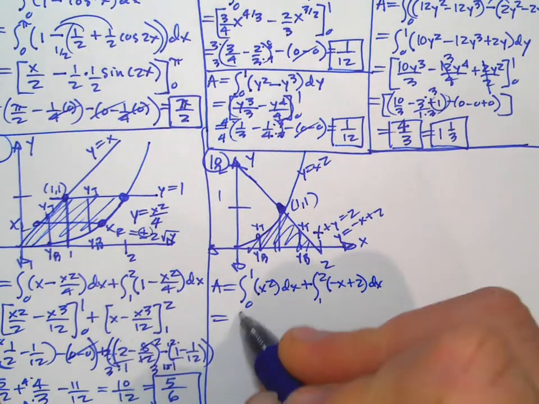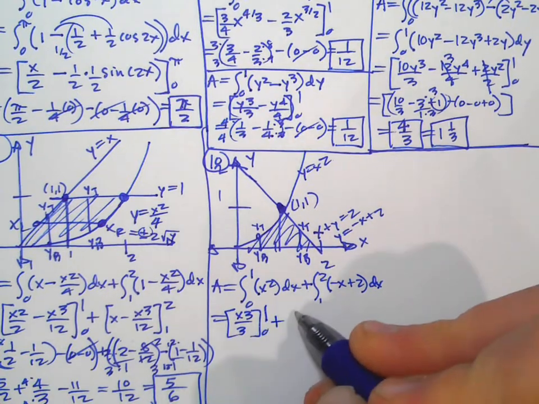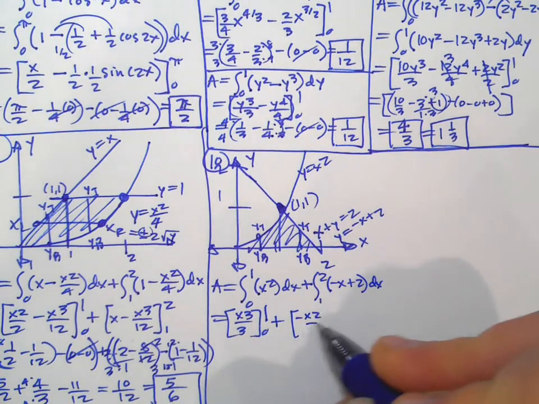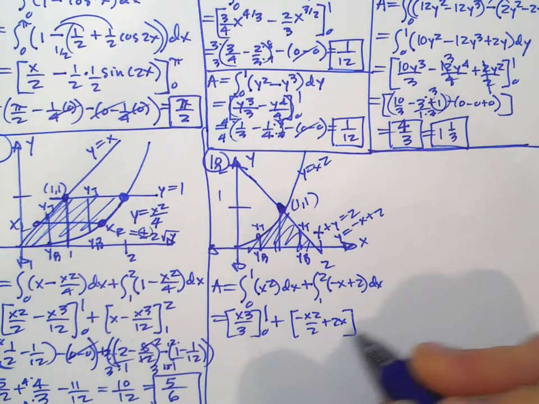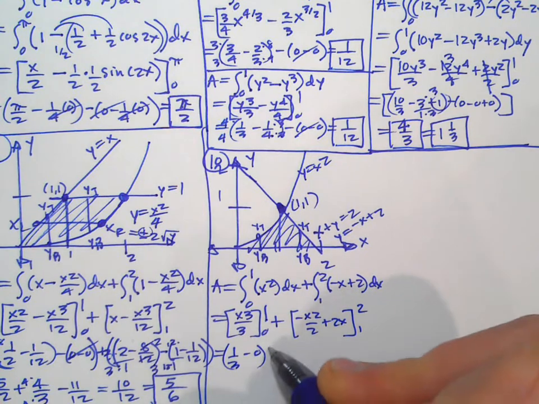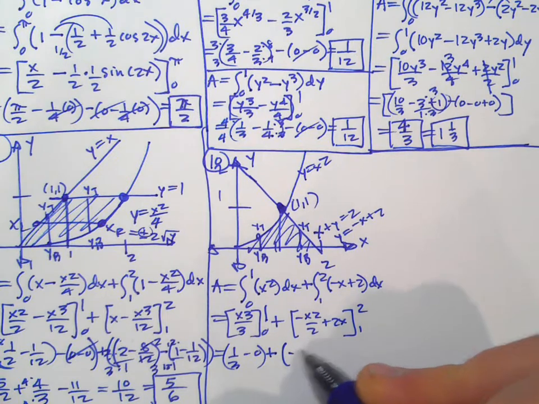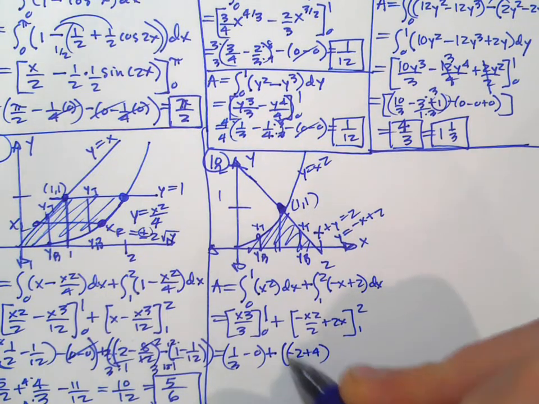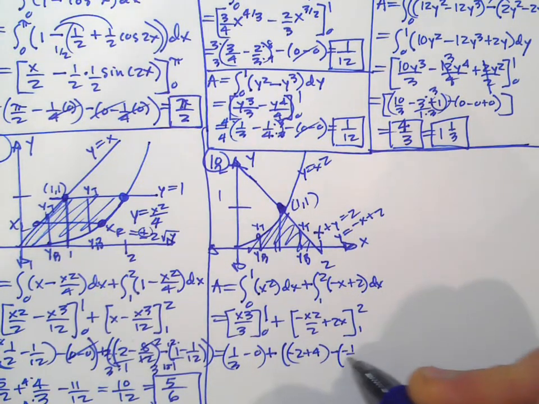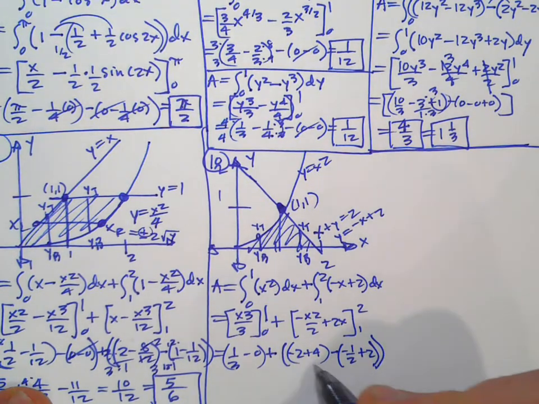So you're going to get x cubed over 3 from 0 to 1, plus negative x squared over 2 plus 2x from 1 to 2. You're going to get 1/3 minus 0 plus, this is going to be negative 4 over 2, negative 2 plus 4, minus negative 1/2 plus 2. Okay, so that's going to be positive 2, it's going to be 1 and 1/2, it's going to be negative, that's going to be 1.